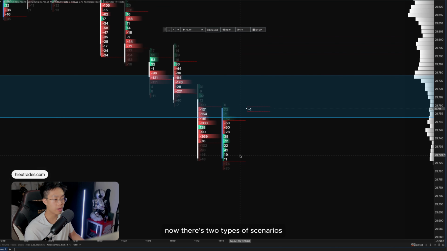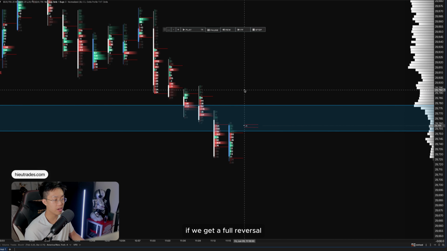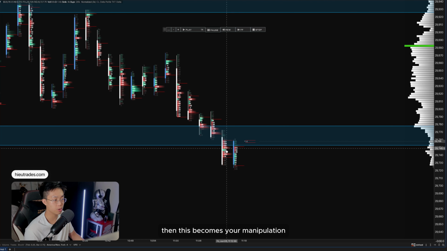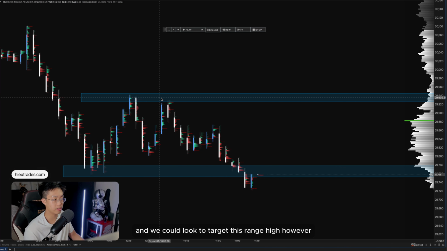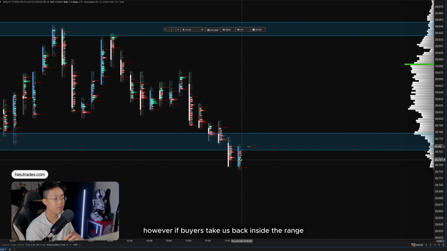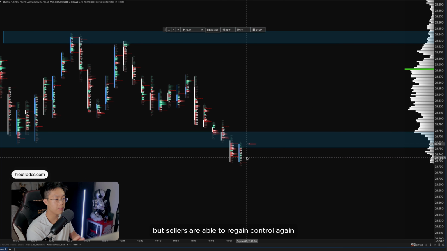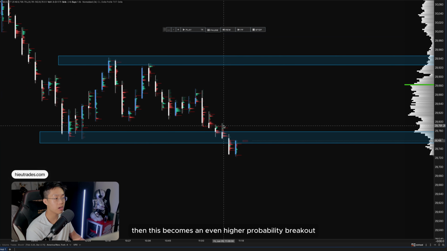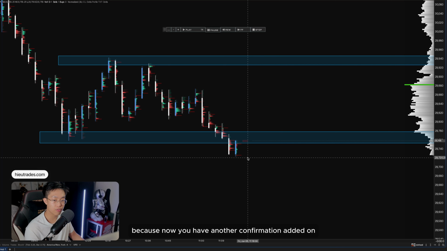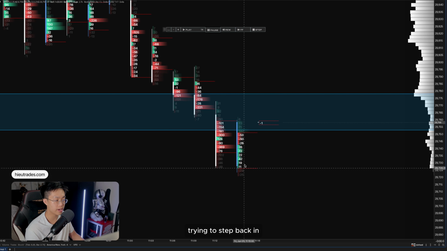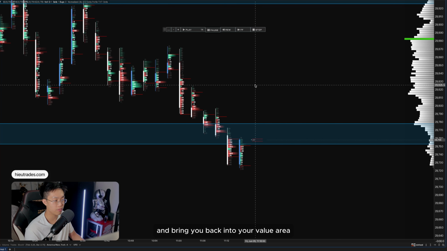Now, there's two types of scenarios. If we get a full reversal and sellers are unable to follow through again, then this becomes your manipulation and we could look to target this range high. However, if buyers take us back inside the range like it's currently doing now, but sellers are able to regain control again, then this becomes an even higher probability breakout. Because now you have another confirmation added on. You don't only just have this selling initiation, but you also have the opposing side trying to step back in and bring you back into your value area.